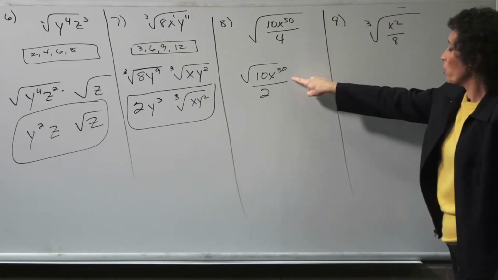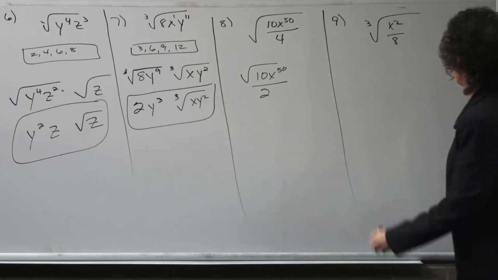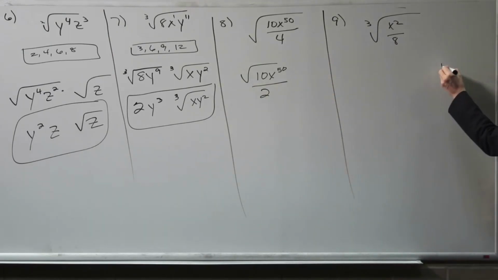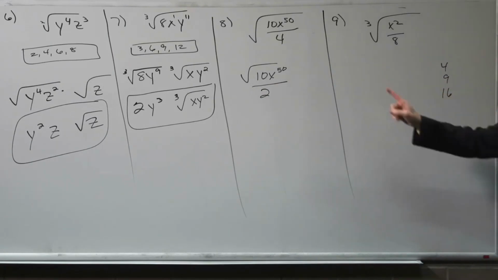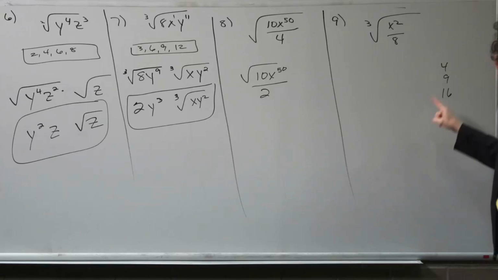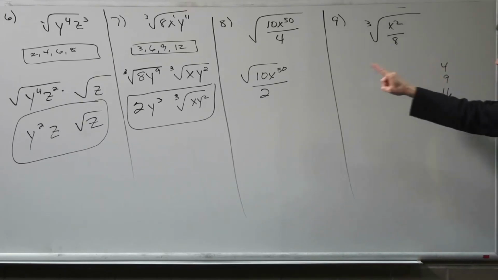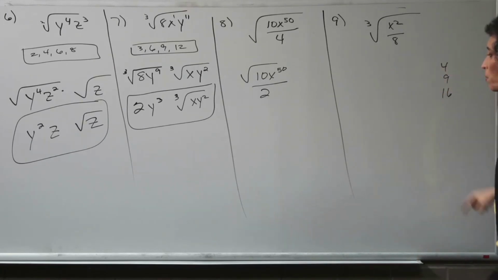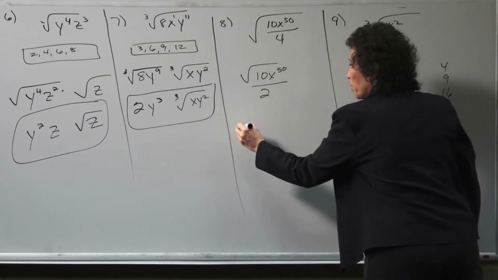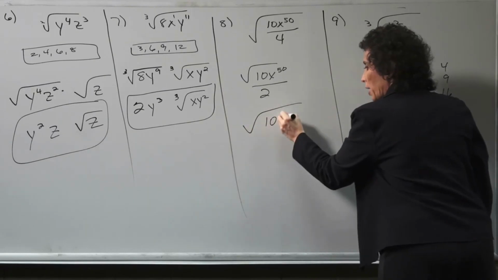So we're breaking up the square root of 10x to the 50th. Well, let's look at our perfect squares again. 2 times 2 is 4, 3 times 3 is 9, 4 times 4 is 16. 10 is not a perfect square, and 10 doesn't even have a perfect square factor. 10 isn't divisible by any one of these numbers. So here's how that's going to break up.